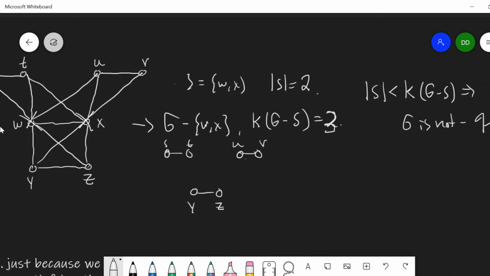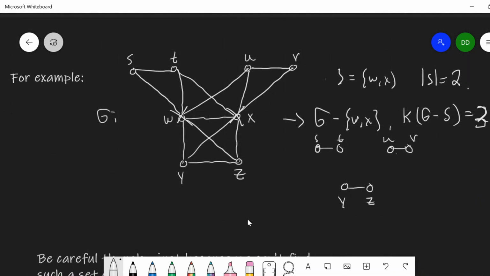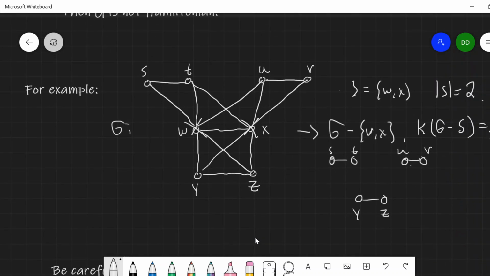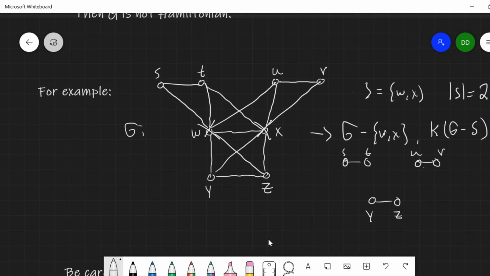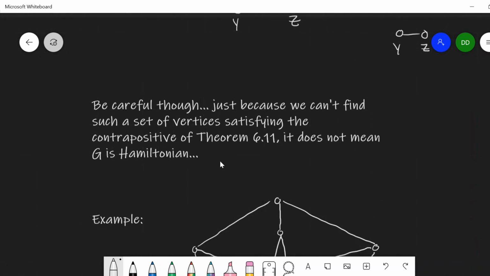So that's the idea, is to find a subset like this. Okay, one point I should mention here is that this is a sufficient condition for being not Hamiltonian, but it's not necessary for being not Hamiltonian. That is, just because a graph is not Hamiltonian doesn't mean you'll be able to find such a set of vertices. And just because we can't find that set of vertices does not mean G is Hamiltonian.